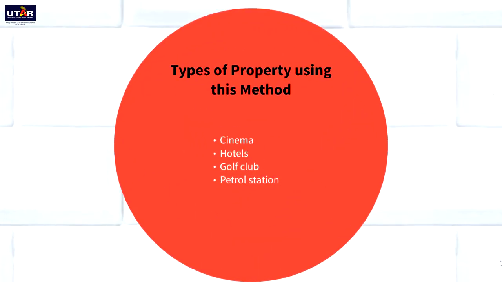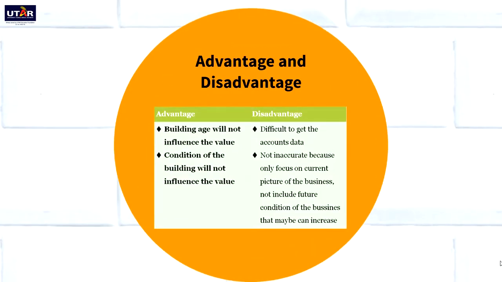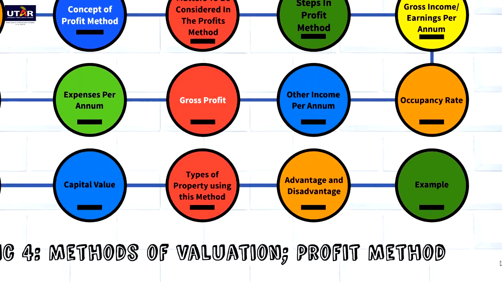Types of property suitable for this method are, for example, cinema, hotel, golf club, petrol station and so on. The advantage of this profit method is that building age will not influence the value, and the condition of the building also will not influence the value. However, the setback of this profit method is that it is difficult to get the accounts data, and it may be inaccurate because it only focuses on the current picture of the business, not including future conditions of the business that may increase.